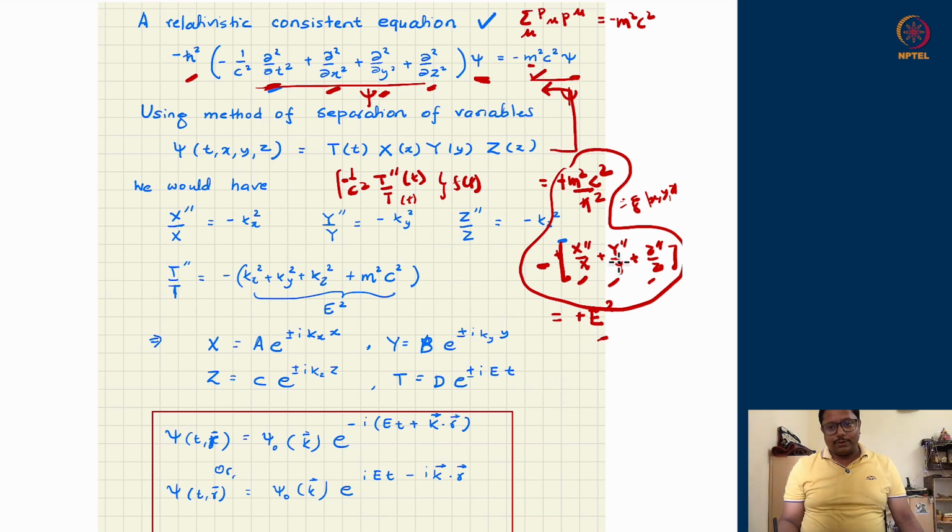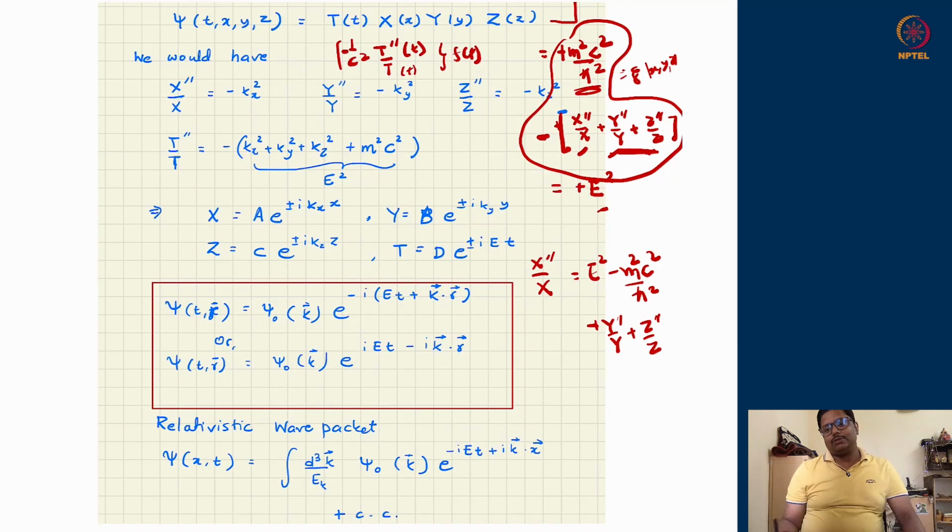So then what I can do, I can take this m square c square and this double derivative with respect to y and z towards the right hand side, and I will get an equation like x double primed upon x is equal to e square minus m square c square upon h square plus y double primed upon y plus z double primed upon z.